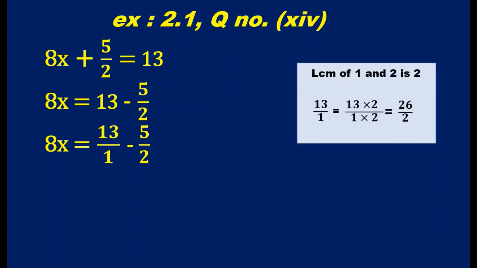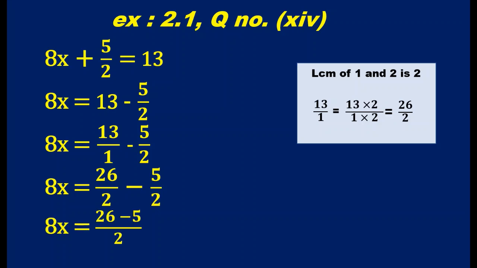LCM of 1 and 2 is 2, and 13 by 1 can be written as 26 by 2, which is the equivalent fraction of 13 by 1. Again, we write 8x is equal to 26 by 2 minus 5 by 2, which gives us 8x is equal to 26 minus 5 by 2, which is equal to 21 by 2.